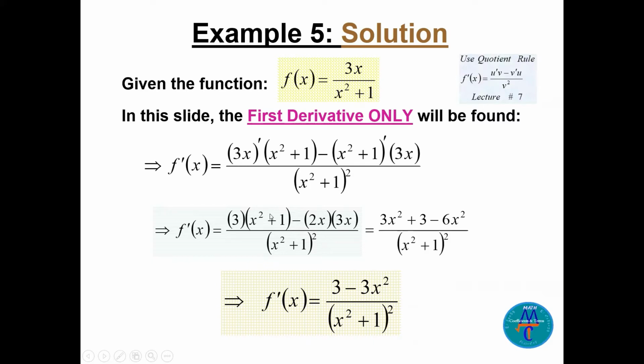Continue, this is 3 multiplied by that. This is minus from the formula. The derivative here is 2x times 3x will be 6x squared. Here we have 3x squared plus 3. So it will be 3 minus 3x squared over x squared plus 1 all squared. This is f prime. Here we will have critical values and critical points.